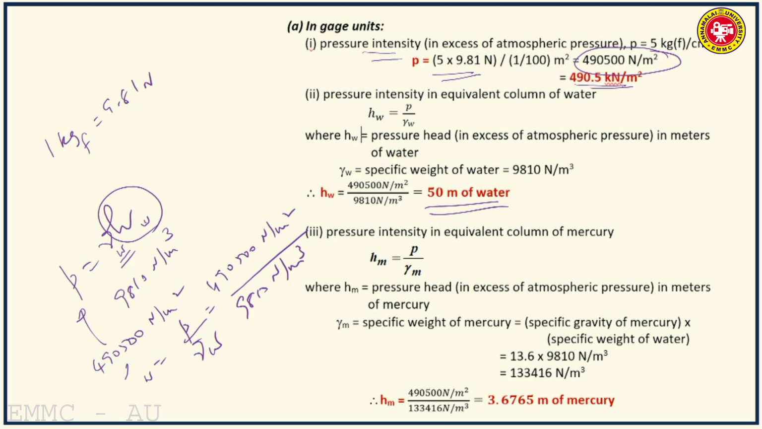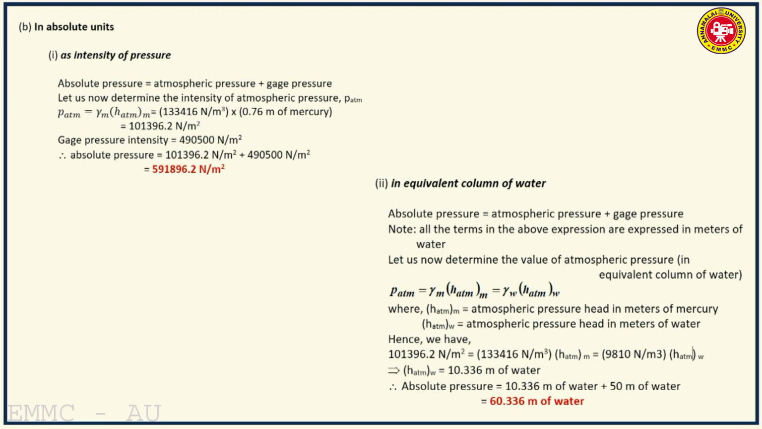50 meters of water. Then, pressure intensity in equivalent column of mercury, to exert the same amount of pressure. In that case P is the same, it is gamma m into Hm. What is gamma m? Specific weight of mercury. What is the specific weight of mercury? Specific gravity of mercury multiplied by specific weight of water. That's 13.6 multiplied by 9810 Newton per meter cube, that is 133416 Newton per meter cube. So Hm will be pressure intensity divided by specific weight of mercury. You get 3.677 meters of mercury. That is in gauge units.